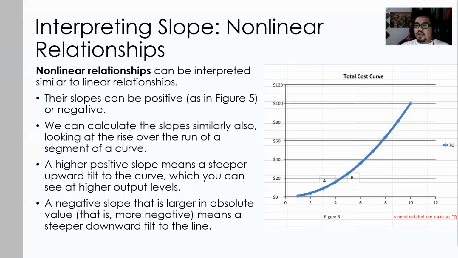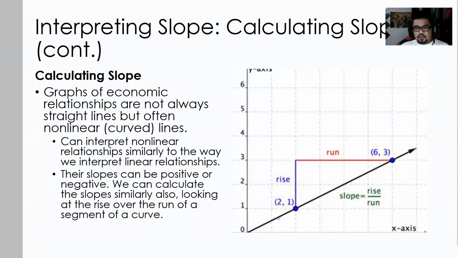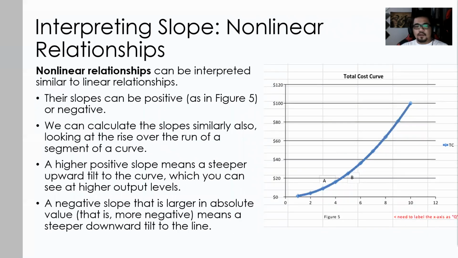In the previous part, we discussed this, highlighting the rise and the concept of the run. So to be clear, a higher positive slope means a steeper tilt to the curve, which you can see at a higher level of output. So this is the tilt that we call it. It goes up, more output. A negative slope that is larger in absolute value, that is more negative, means a steeper downward tilt to the line. So it goes downward. So positive and negative.